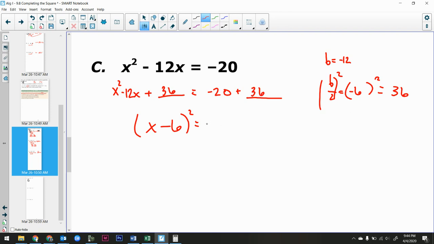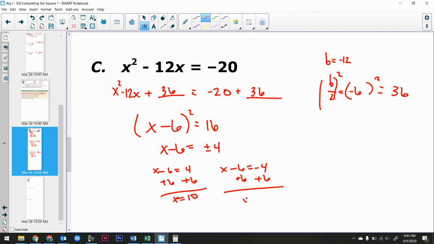Negative 20 plus 36 is 16. I square root the opposite side. Square root of 16 is plus or minus 4. X minus 6 is equal to positive 4. X minus 6 is equal to negative 4. I add the 6 to both sides here, and I get x equals 10. I add the 6 here to both sides, and I get x is equal to 2. So my solutions are 10 and 2.